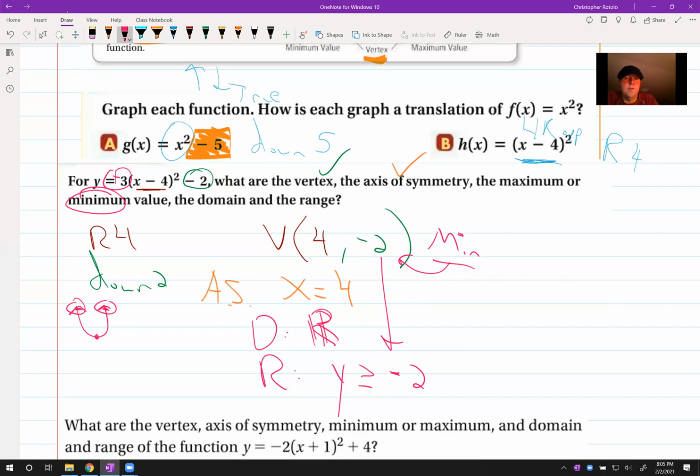We know it opens up. The only other thing we can ask, if the a value is 3, remember that means it should be taller. So it's a vertical stretch of 3. So it takes care of those ideas.